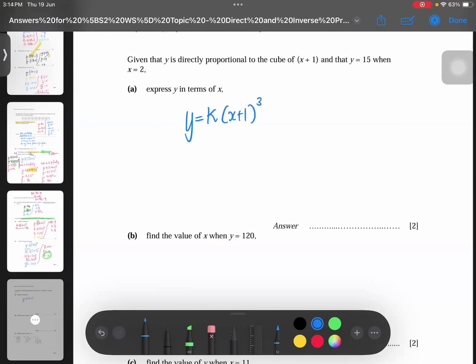True, right? When y equals 15, what's your job? You get what I'm trying to say? Your job is always the same: to find the value of k. You get what I'm trying to say now?